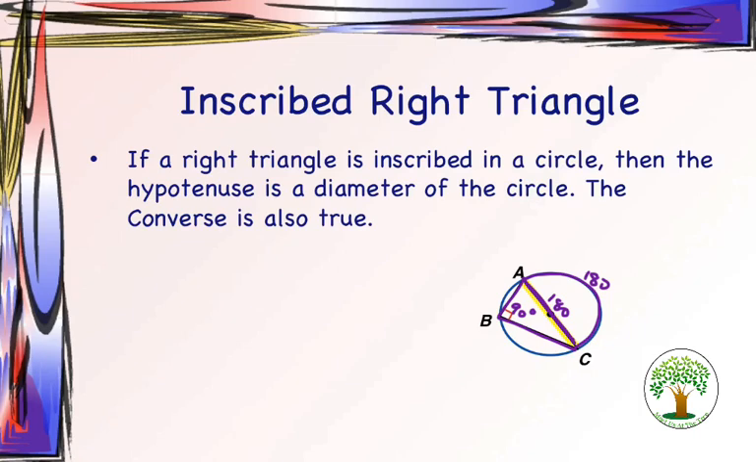It says, if a right triangle is inscribed in the circle, then the hypotenuse is the diameter of the circle. The converse is also true. You will be writing that converse for your homework. In other words, if the hypotenuse of a triangle is the diameter of a circle, then... if one side of an inscribed triangle is the diameter of the circle, then the triangle is a right triangle.